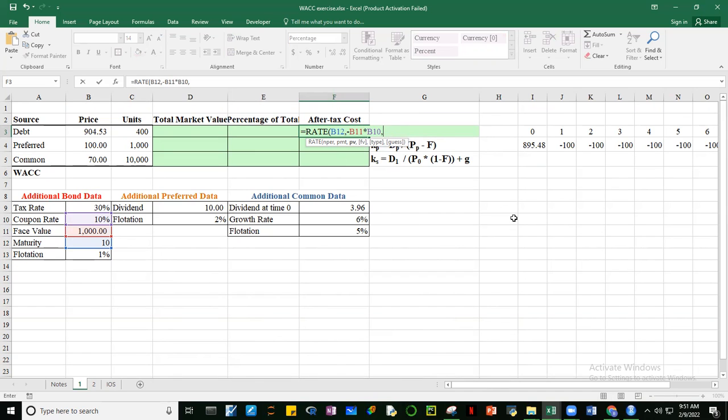Tapos ano yung present value natin? Ito, this one. Our present value is, nangutang tayo ng 904.53. Kaso, may flotation cost yan, no? Minus yung flotation cost, yung babayaran natin dun sa mga humiram para sa atin, no? Yung mga financial institutions. All right?